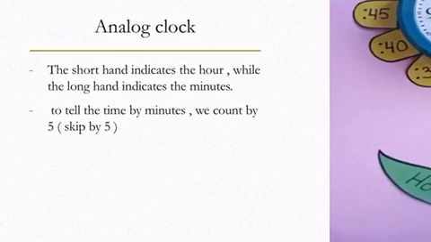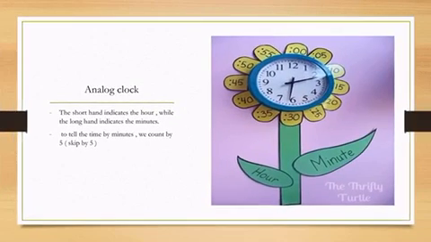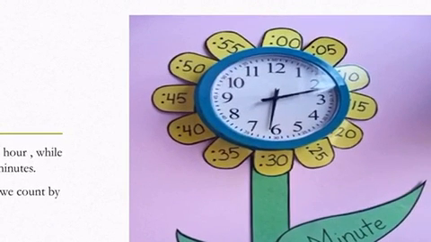To tell the time by minutes, we count by 5. We skip by 5. Okay, so to tell the time by hour, we just read the hand, this short hand. The short hand is at 6, so it is 6. The short hand is at 9, so the hour is 9. But what about the minutes?